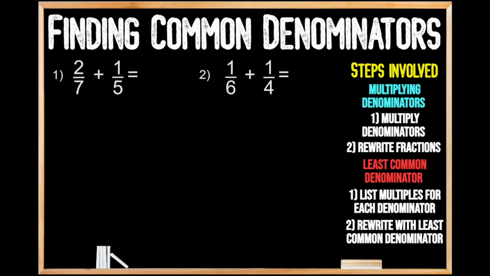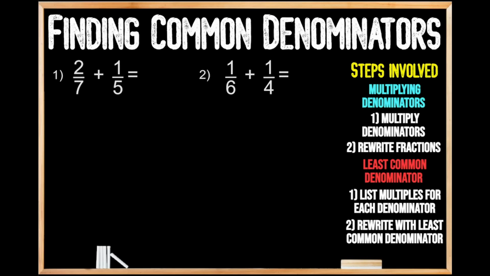So in question number 1 and 2, we're being asked to add fractions that have different denominators. And for the purposes of this video, we're not actually going to add these fractions, but we are going to work through the first step of adding fractions with different denominators by finding a common denominator and then rewriting the fractions with that common denominator.